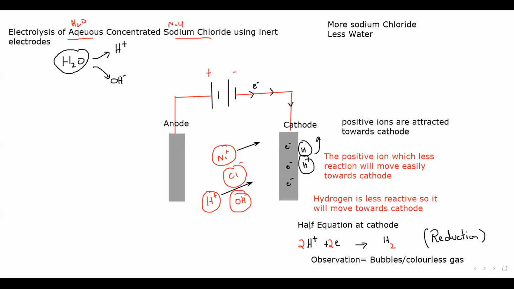Whenever we have two positive ions, the positive ion which is less reactive will move easily towards the cathode. That's why in this case hydrogen, being less reactive, will move towards the cathode, and this results in the formation of hydrogen gas.